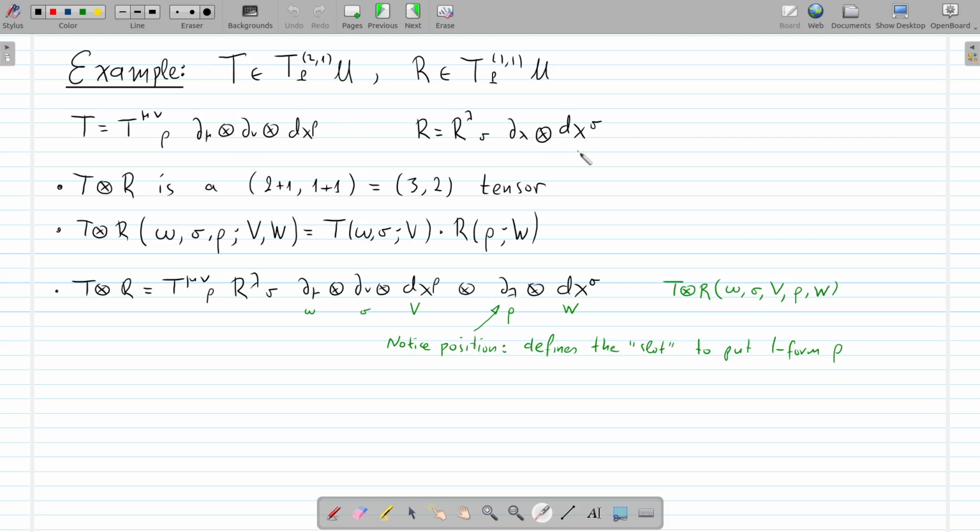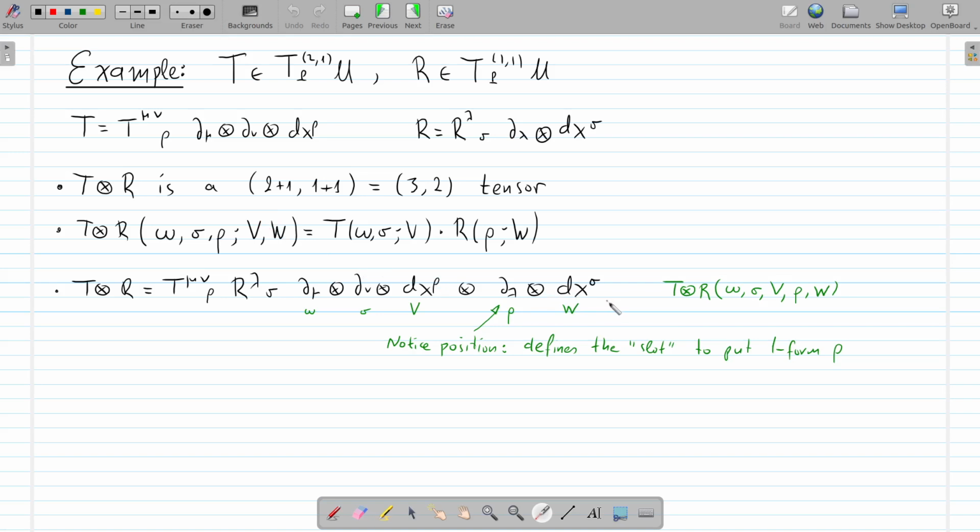Now you see this is not politically correct because we mix vectors and one forms in a way that does not conform with the formal definition. In the formal definition, we usually move the one forms to the first slots and the vectors to the last slots. But this is no problem.